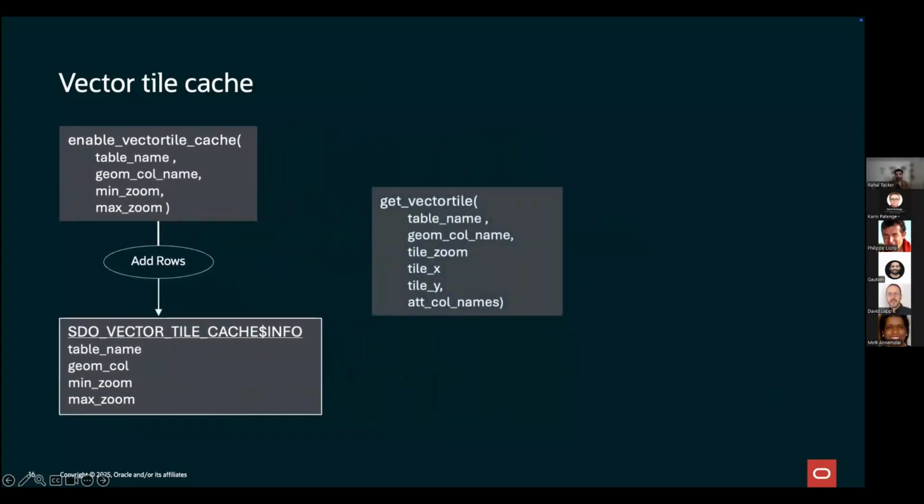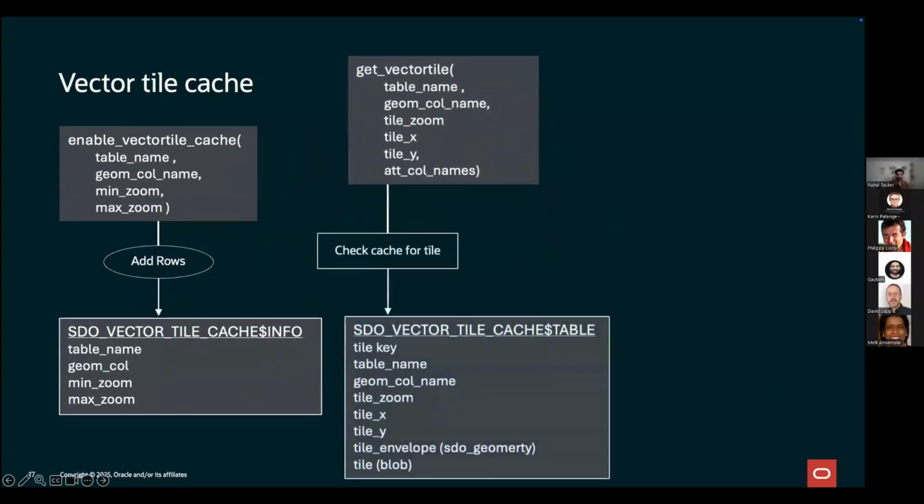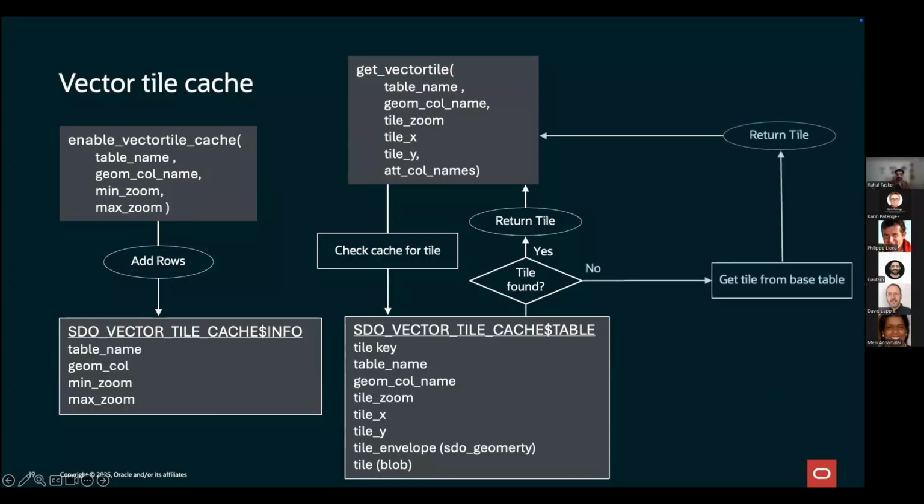And then when you run the get vector tile function, it'll do a few things. First, it'll check the cache for the tile. If that tile exists, it will return the tile back to your client application, right? But if the tile isn't found, it'll get the tile from the base table and return the tile just like it would without the cache, but it will also update the cache. If it's between the minimum and maximum zoom, it'll seed the cache. If it's not between the minimum and maximum zoom, it won't. Okay, so hopefully that makes sense.